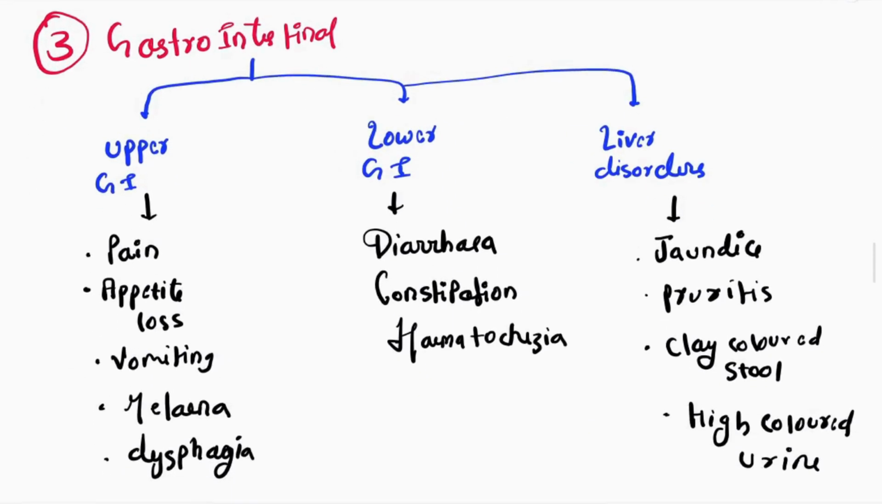If we were studying medicine right now, I would have told you there is a clear difference between the upper GI and lower GI tract, that is the ligament of Treitz. But this is symptomatology. There is no clear cut difference between upper GI and lower GI tract. The upper GI symptoms are pain, loss of appetite, vomiting, melena, which is blackish tarry stool, and dysphagia. And lower GI symptoms are diarrhea, constipation, and hematochezia. Hematochezia is fresh blood in the stool.